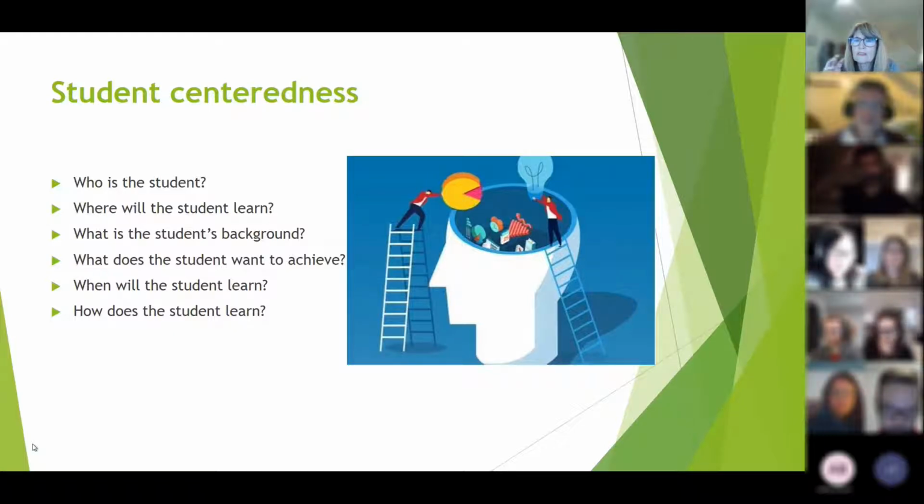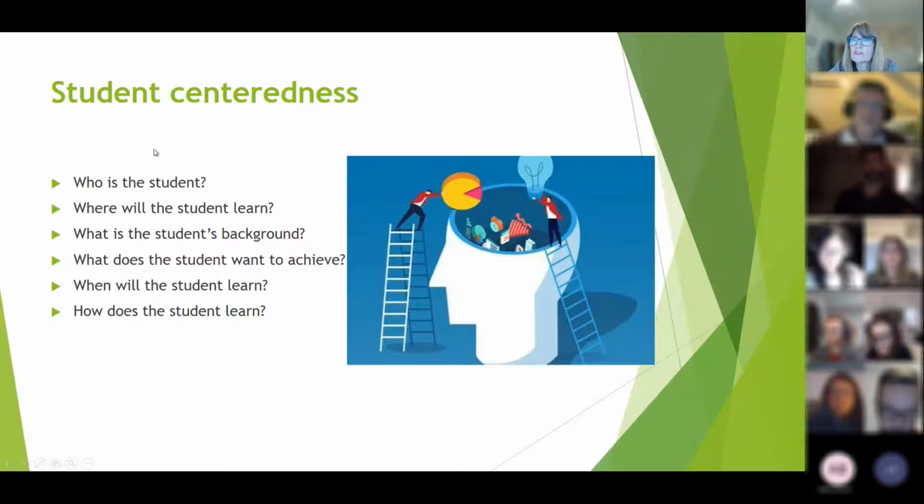We want to design learning for the student that can incorporate many of these aspects that I spoke about a bit earlier. We also need to ask ourselves, where will the student learn? What is the student's background? What does the student want to achieve? These are questions that are really important.